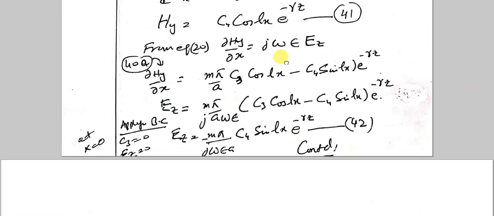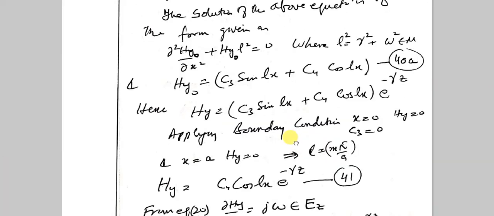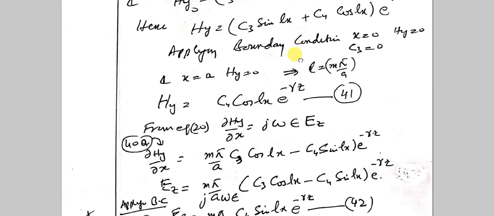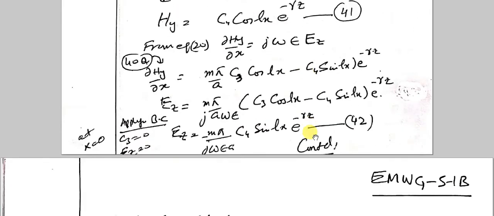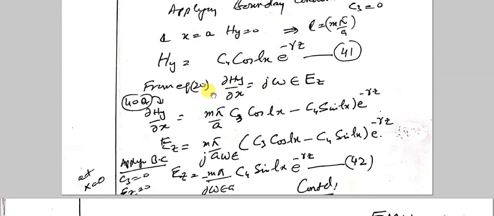I think that was equation 40. Here, if you take the differential of this equation with respect to x and put it in equation 20, we get the value of Ez, which in this case is not equal to 0. So Ez is in the propagation direction.